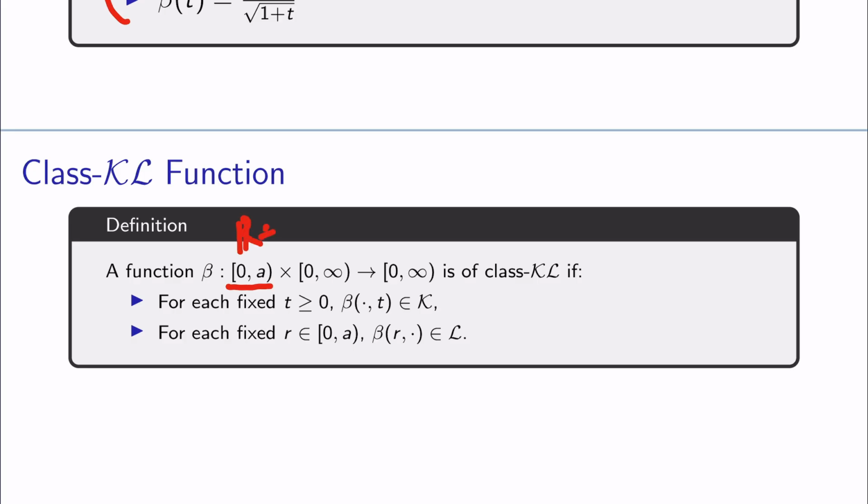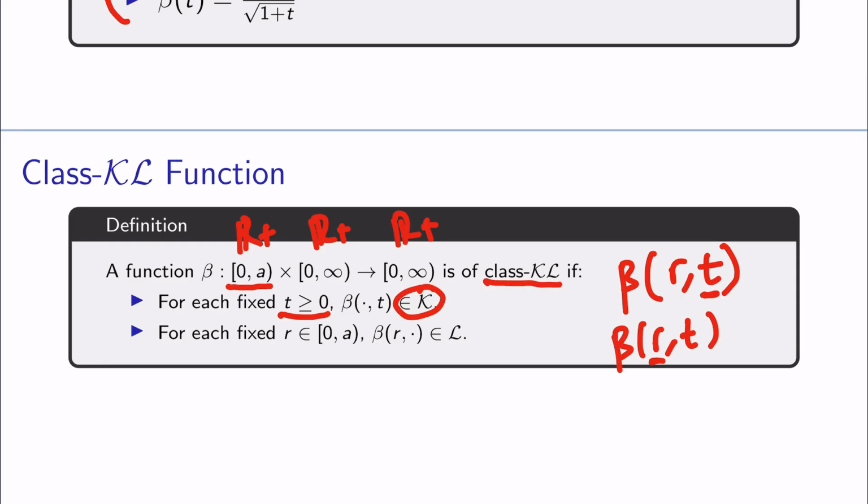Not directly from R plus cross R plus, we will be mapping to R plus, and then this continuous function is called class KL if for each fixed t, this needs to be class K, and for each fixed r, the first argument, if we fix that, this becomes class L function.